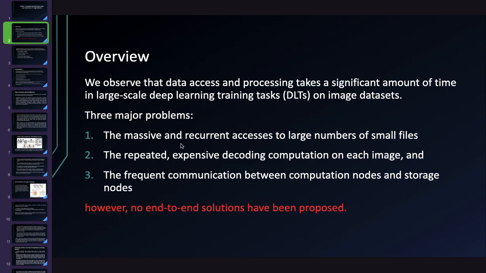There are three major problems in DLTs. The first one is the massive and recurrent access to a large number of small files, the second one is the repeated expensive decoding computation on each image, and the third one is the frequent communication between computation nodes and storage nodes. However, no end-to-end solution has been proposed.